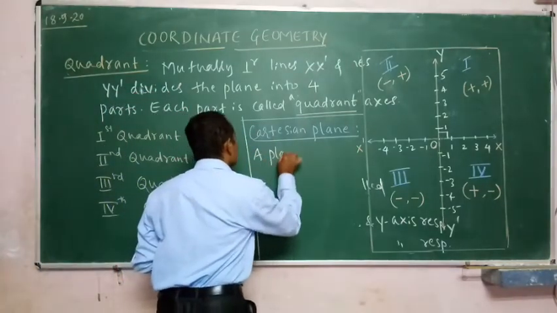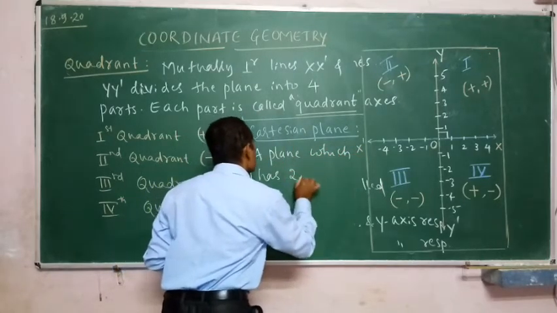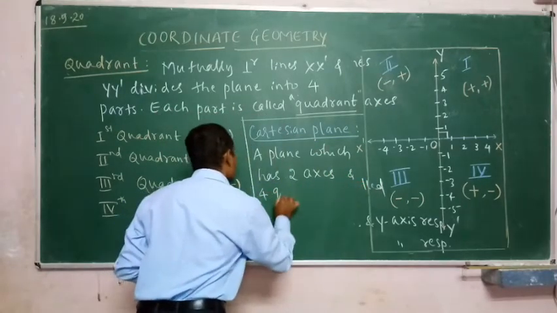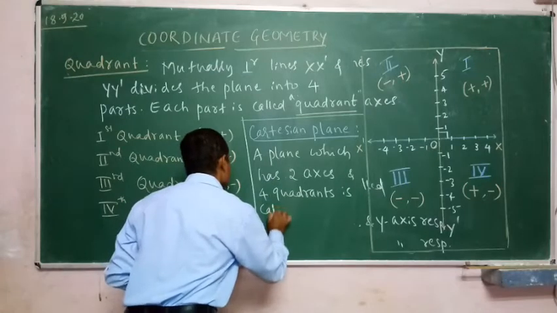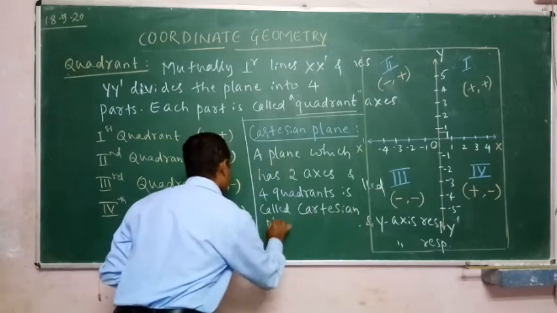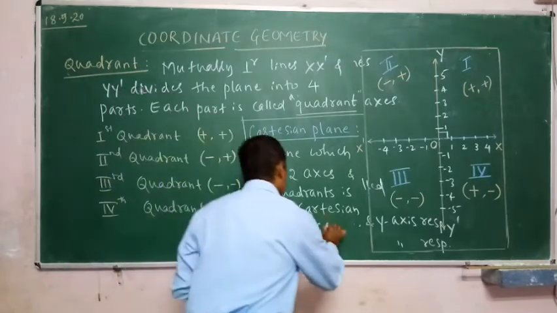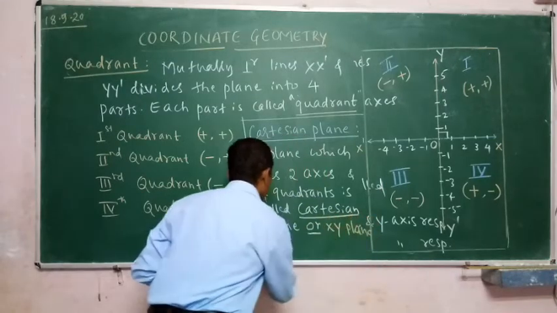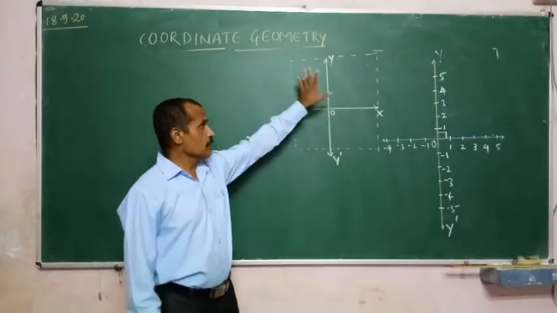A plane which has two axes and four quadrants is called a Cartesian plane. It is also called the xy plane, Cartesian plane or xy plane. Note all these things. Okay students, now look at this.